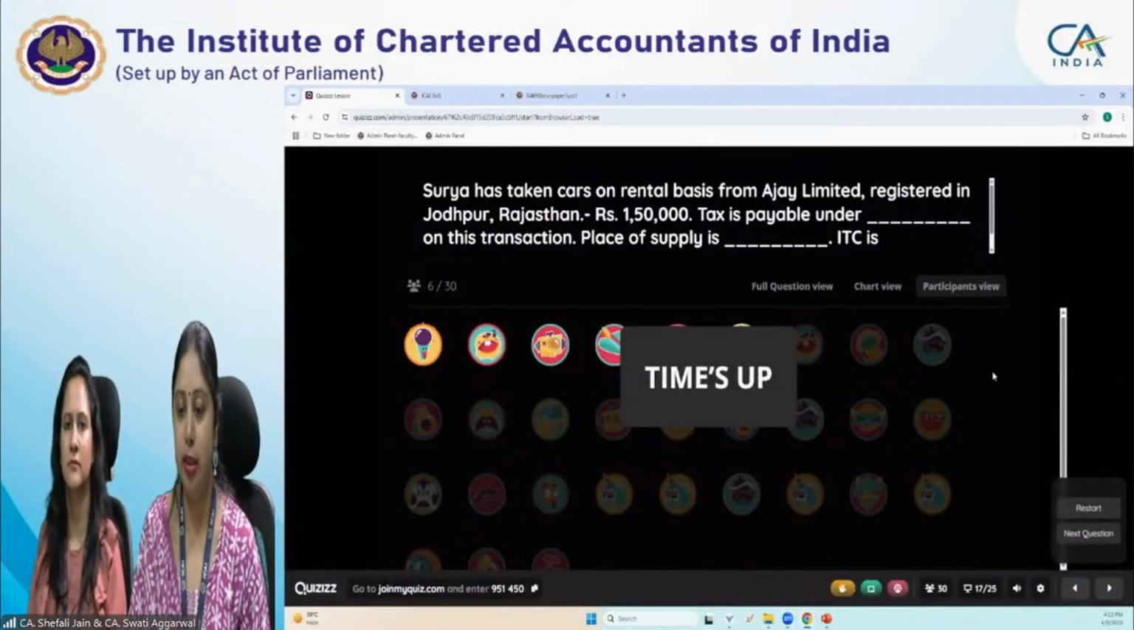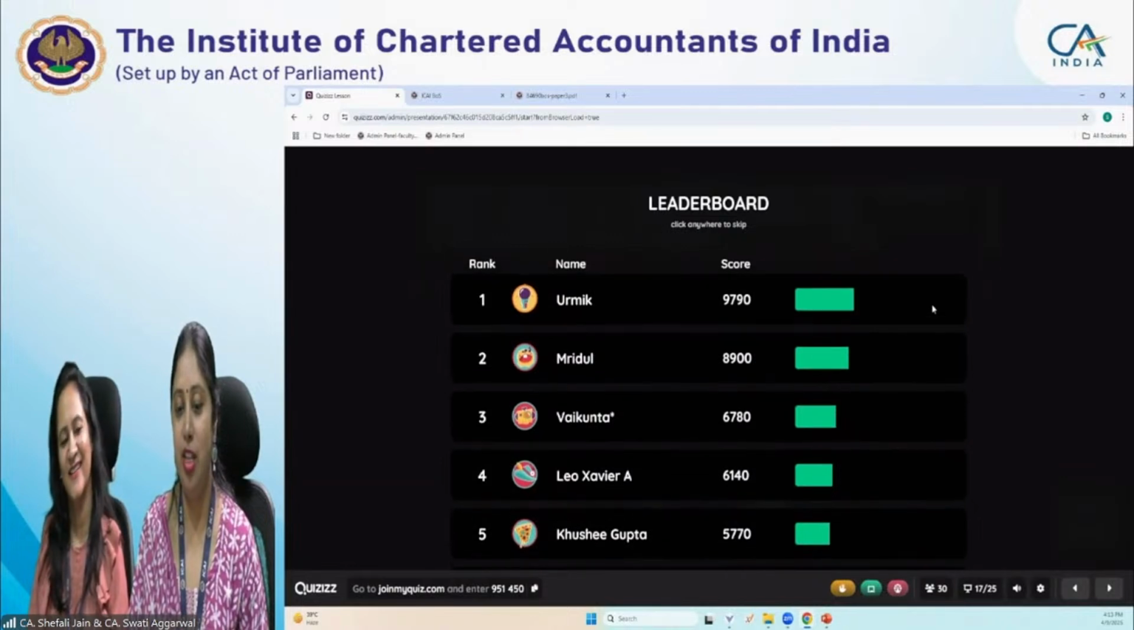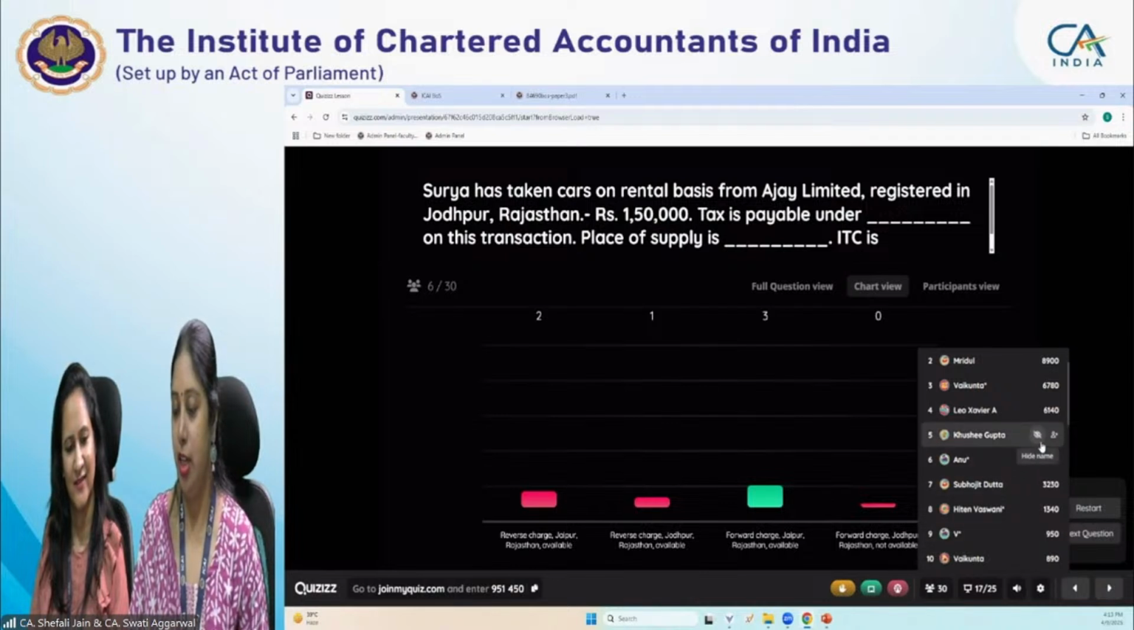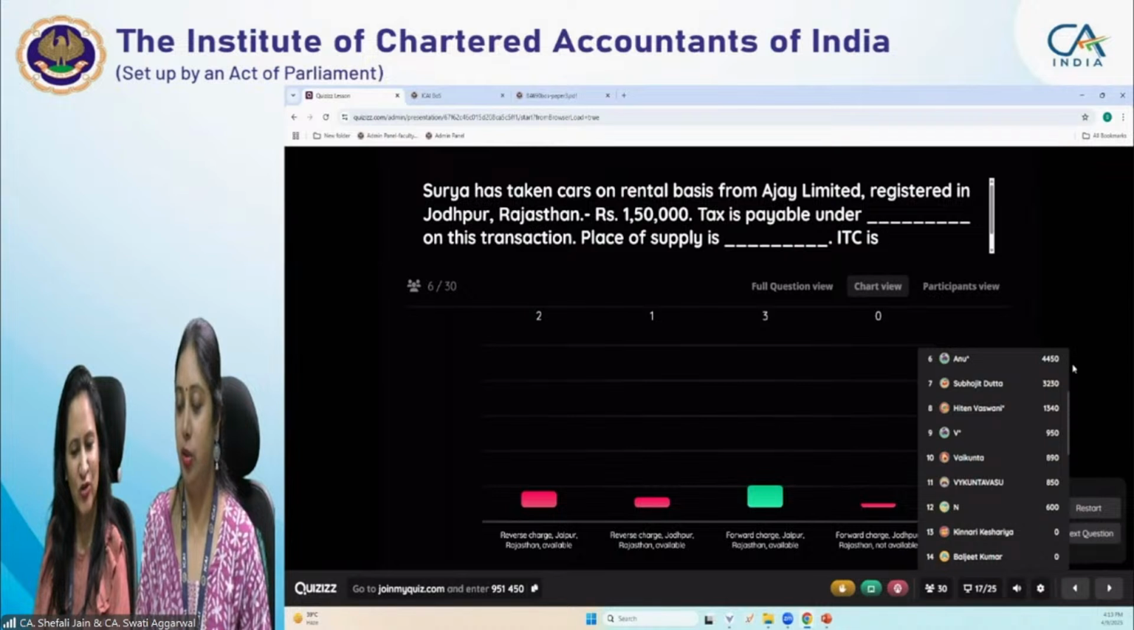So let us see the leaderboard first, because this would be the final leaderboard for the day. We have Urmik on the top, Mridul, Vaikunt, Leo. Then we have Khushi, Anu, Subhojit, Hiten, V, Vaikunt. Let's see after Vaikunt who is there, because Vaikunt has joined by 2 names, I suppose. Vaikunt Vasu and N.